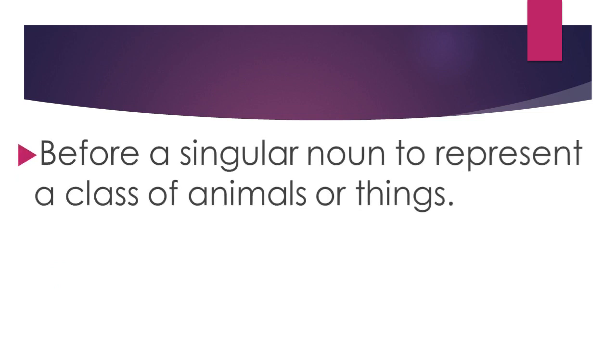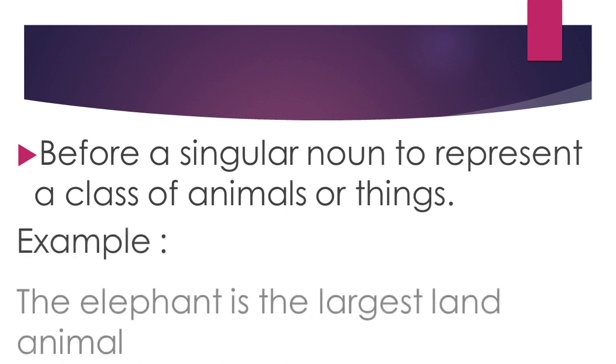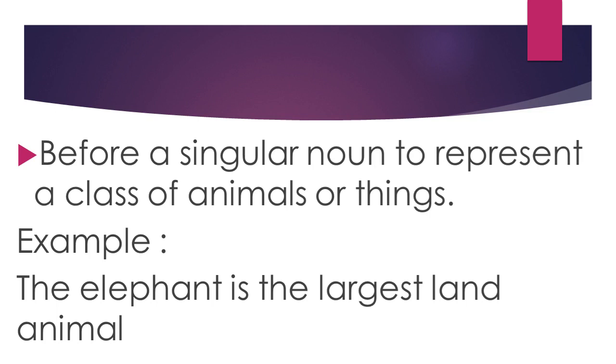Before a singular noun to represent a class of animals or things. For example, the elephant is the largest land animal. So here we are telling about the whole class of elephants, that each and every elephant is the largest. It means the whole group of elephants, that elephants are the largest animals on land. So, the elephant.